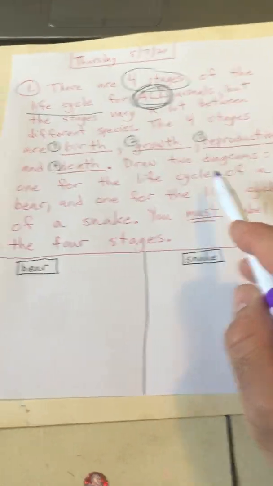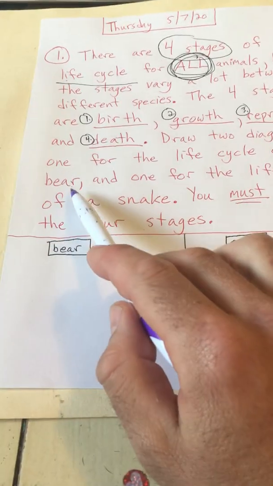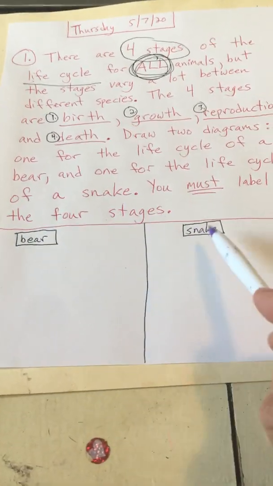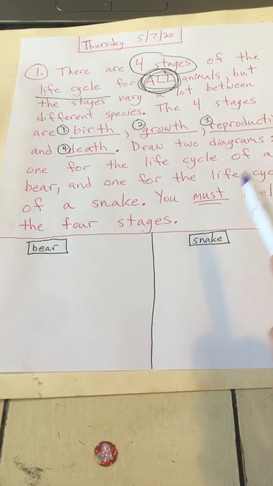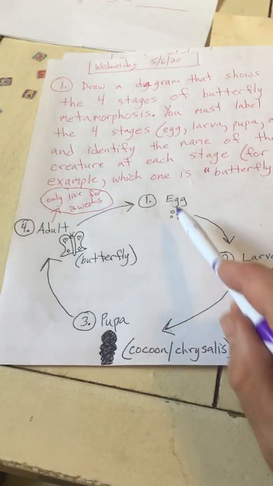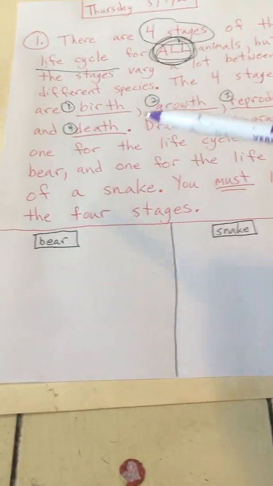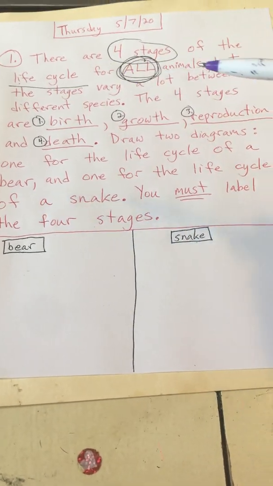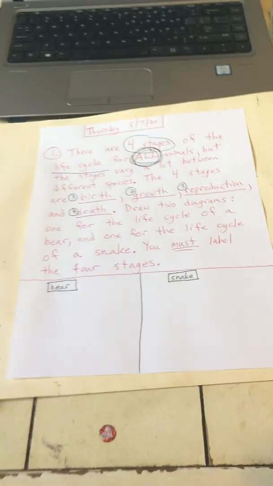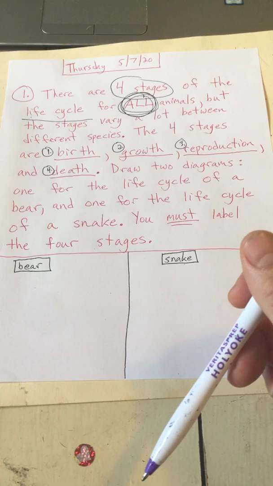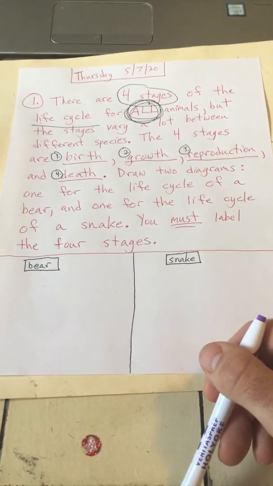Draw 2 diagrams, one for the life cycle of a bear, that's why I put bear here, and one for the life cycle of a snake. I'm going to do that over here. You must label the 4 stages. So kind of like I labeled them here: egg, larva, pupa, adult. I want to make sure that you draw a picture, a diagram, and label them as these 4 stages: birth, growth, reproduction, and death. All right, so that's your assignment for today, and we will talk more about these 4 stages, and we'll go over more examples tomorrow.